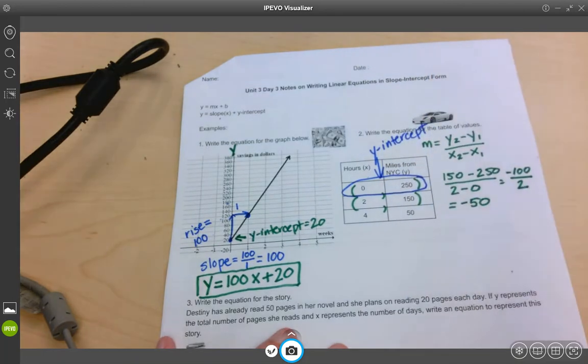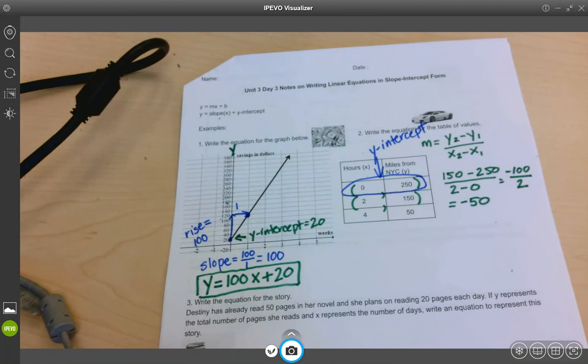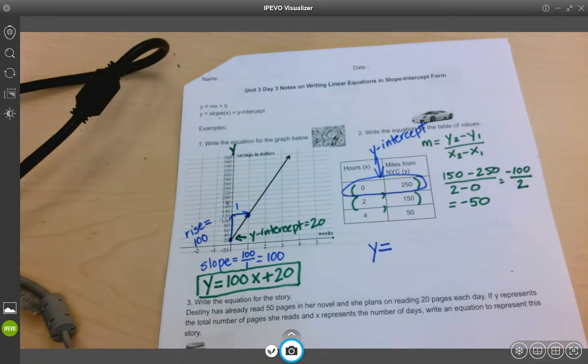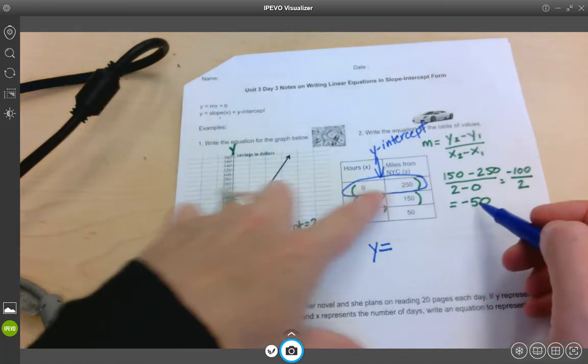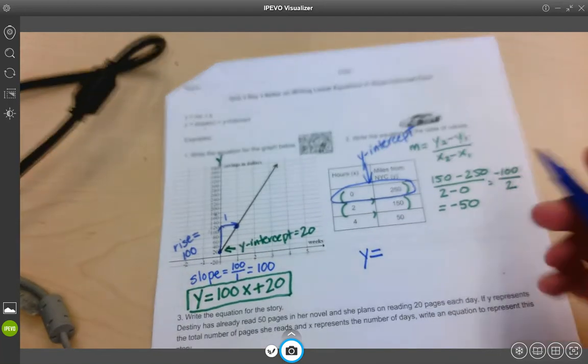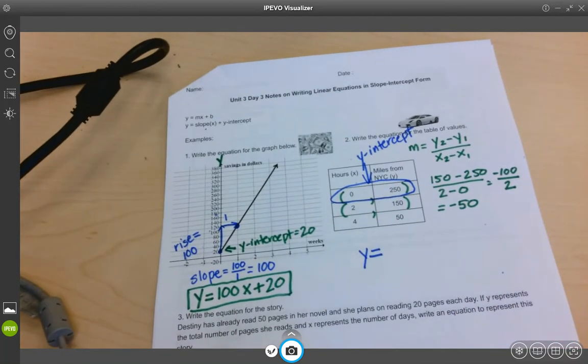Sure, because your final answer is the equation. So I'm identifying the slope, I'm identifying the y-intercept, and now I'm going to write the equation. Y equals, what number should go multiplied by the x? So it's either negative 50 or 250. Look back at the example up here. Raise your hand if you think it's negative 50. One person? Raise your hand if you think it's 250. Okay, so I think I had 2 votes for negative 50 and 1 for 250.